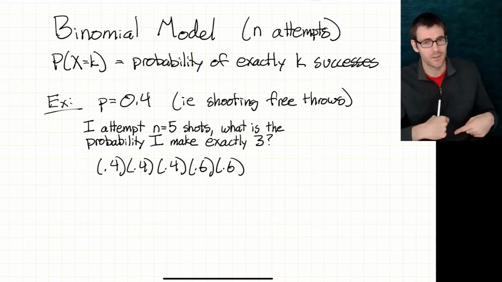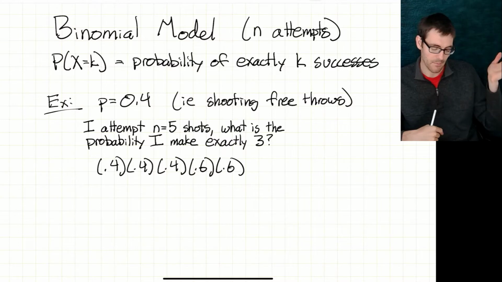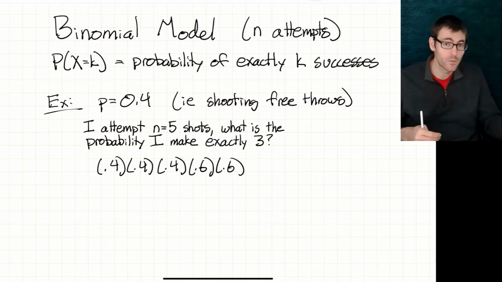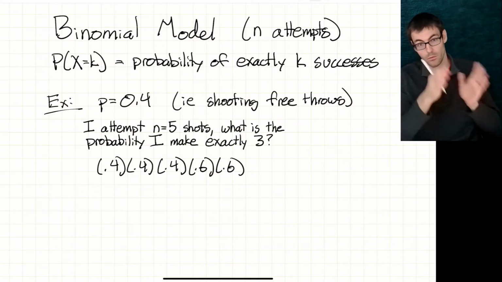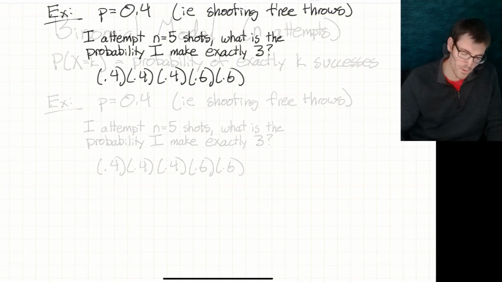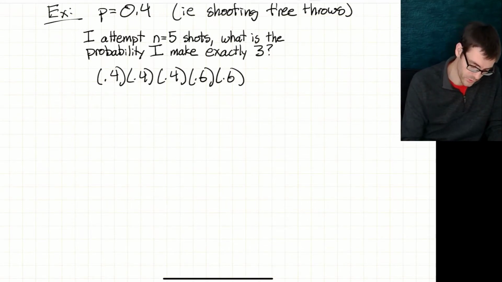I also have to consider the probability that I miss the first 2 and make the next 3. Or maybe I miss the first one, make 2, and then miss the next 2, or some combination of these things. One way of thinking about this is to use a tree diagram.